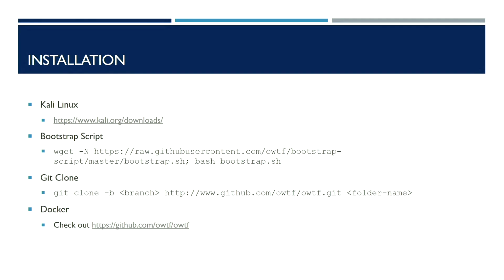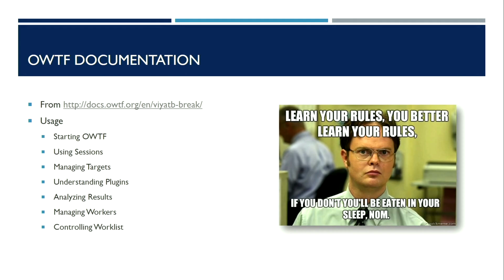Quick note, Kali is at 2017.3 right now. When I upgraded Kali, it broke my OWTF install. I had to just install it to a different directory and I'm good to go, which has been my experience with this tool. I reinstalled it a few times instead of troubleshooting. That's the IT Crowd: have you tried turning it off and on again? Gets the job done every time. There's a ton of documentation out at docs.owtf.org.